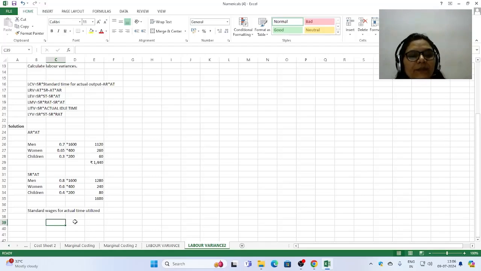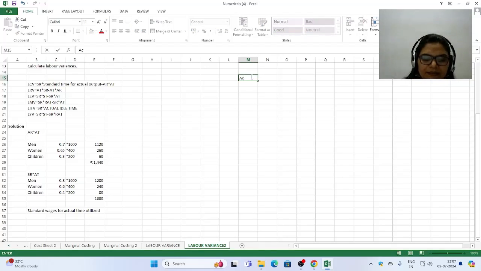Now, actual time utilized. There is a certain calculation we need to do to find actual time utilized. Actual time utilized is equal to actual time minus idle time.